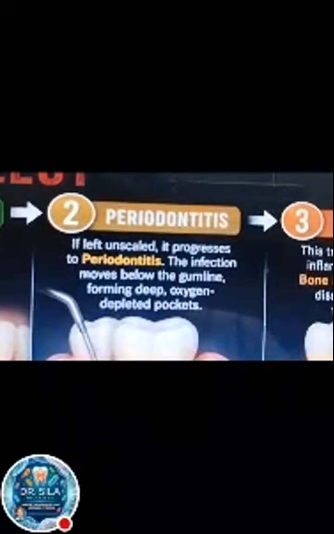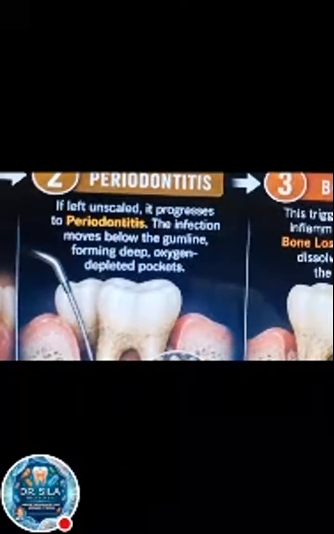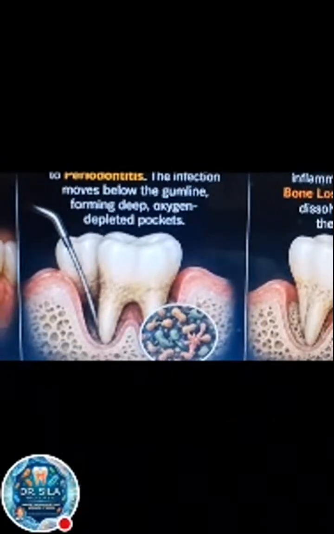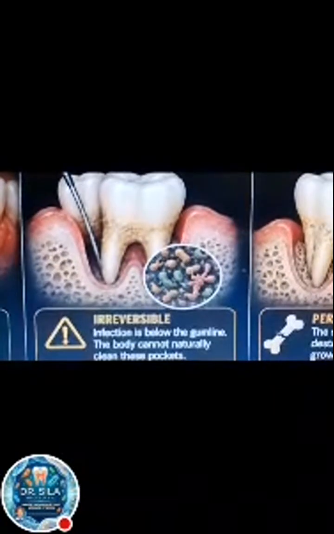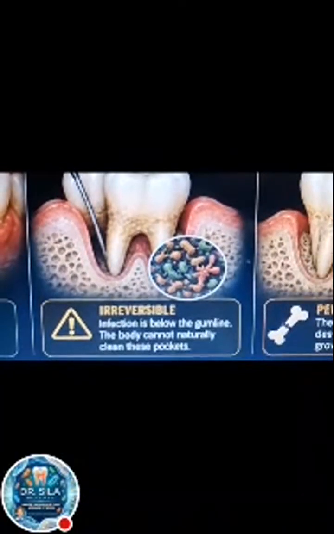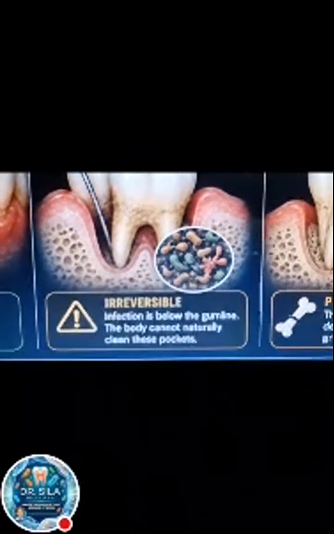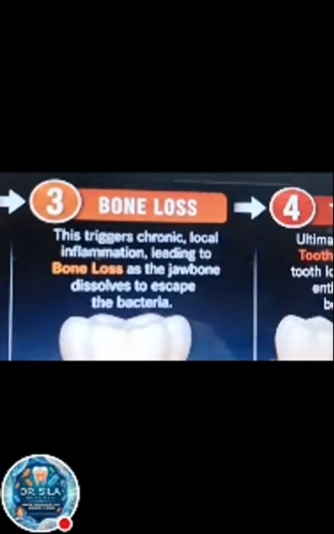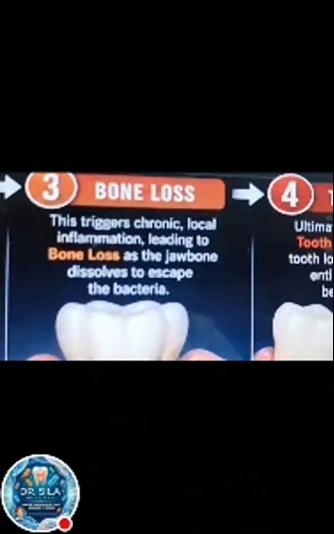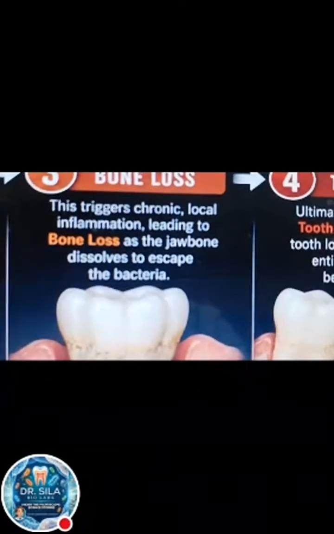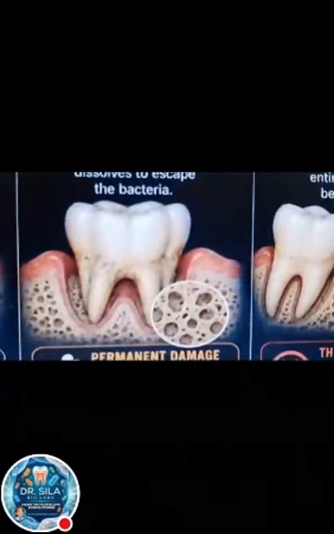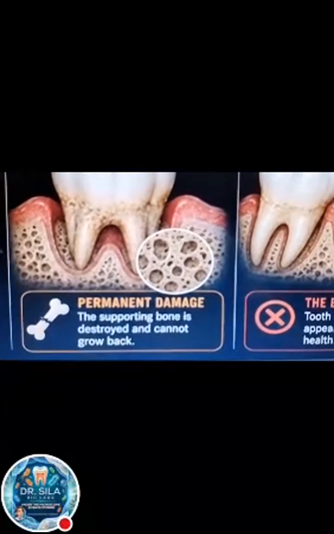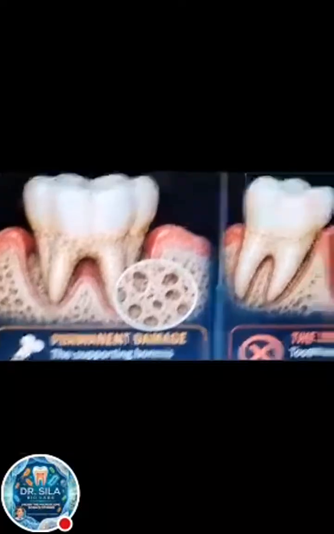Periodontitis. If left unscaled, it will progress to periodontitis. The infection moves below the gum line, forming deep, oxygen-depleted pockets. Below the gum line, the body cannot naturally clean these pockets. Bone loss. This triggers chronic local inflammation leading to bone loss. Jawbone dissolves to escape the bacteria. Permanent damage: the supporting bone is destroyed and cannot be grown back.